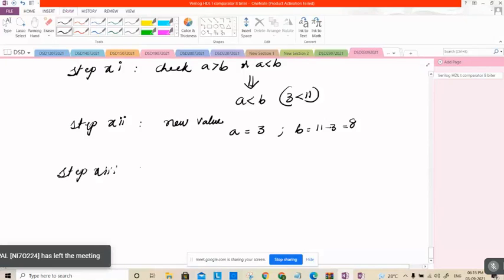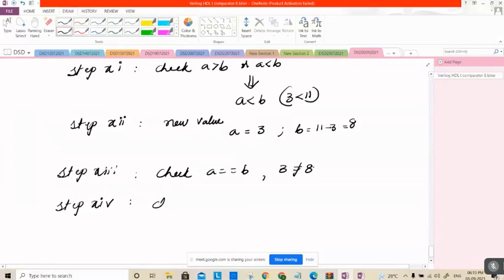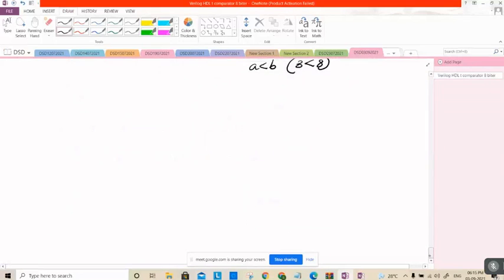Step 13. Again, check whether A equal to B or not. So here it is 3 not equal to 8. So go for the next step. Go for step 14. Step 14 is check whether it is A greater than B or A less than B. So here it is again A less than B only. 3 is less than 8.